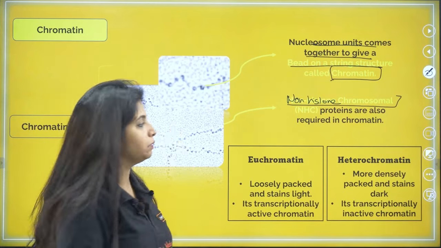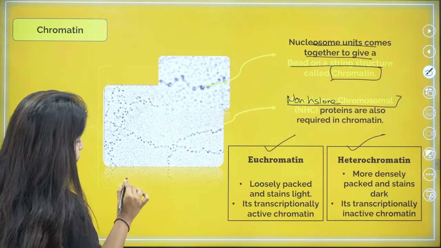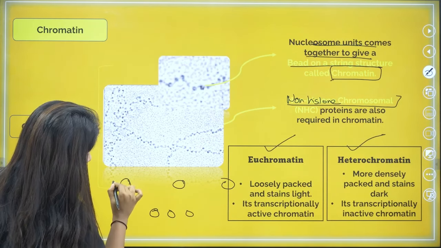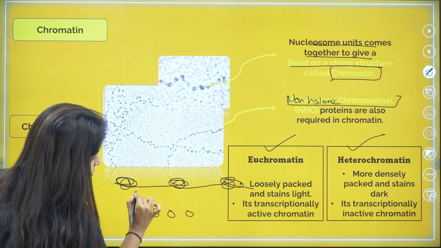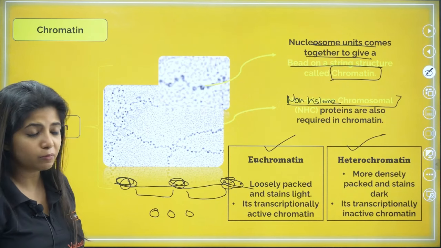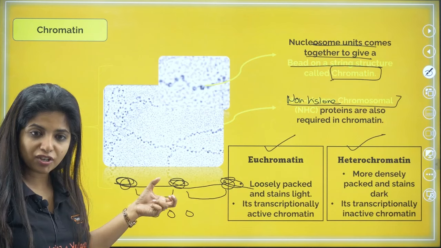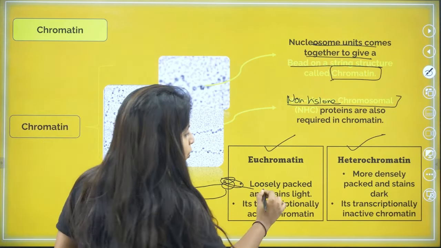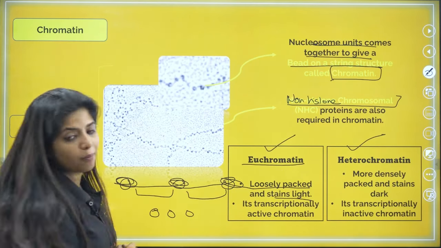Now there are 2 types of chromatin. One is euchromatin and the other one is heterochromatin. What do you mean by euchromatin? Over here, my dear children, the DNA is wound twice, here also twice, here also twice. You see the distance? It's quite far away from each other, so there is enough space out here. That means they will take up stain, but it will stain very, very light. The first feature you got to know is that it is loosely packed and stains light. And this is known as euchromatin.